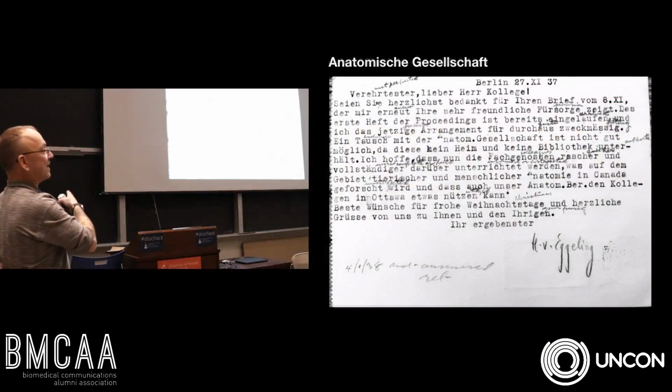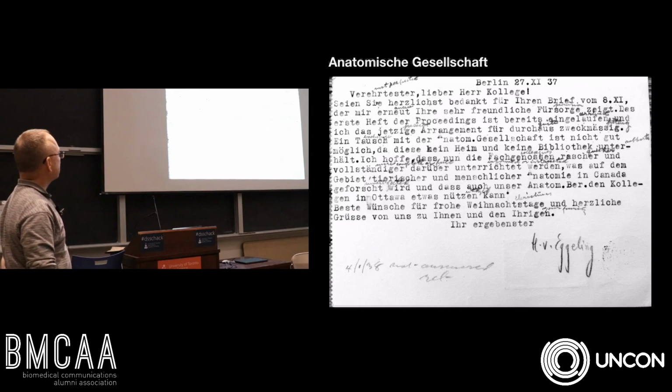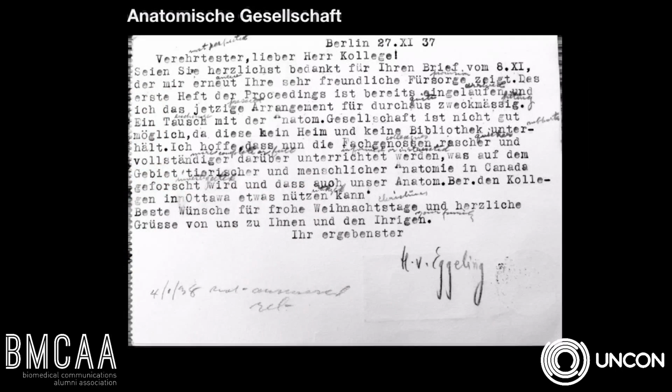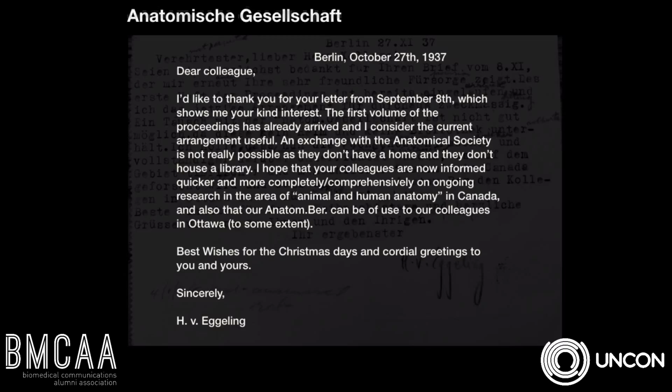This is a postcard that the secretary, von Eggeling, had sent Macklin at the end of that year, from December 1937. And this was in Macklin's collection at Western. And I had it translated by a German speaker out at UTM. It sounds like Macklin had offered the Anatomische Gesellschaft his papers, a collection of his research. And von Eggeling's writing back saying, oh, well, thanks very much. We don't really have a headquarters or place to store it. So, don't send us all your stuff because we don't know what to do with it.